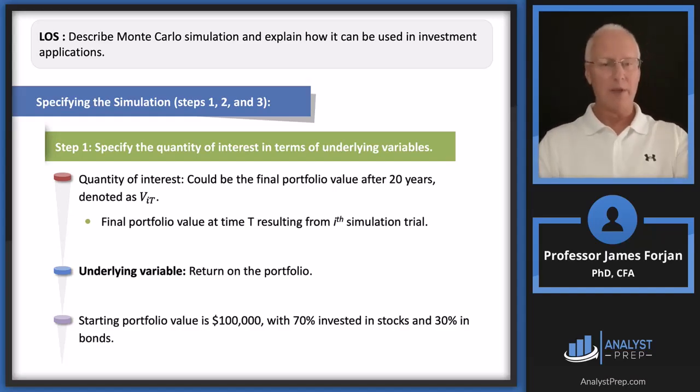How do we do this? Well, we continuously compound returns over that time period. Start with 100,000, so 70% in equities, 30% in bonds.